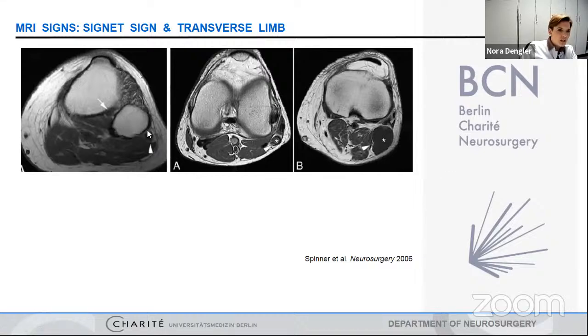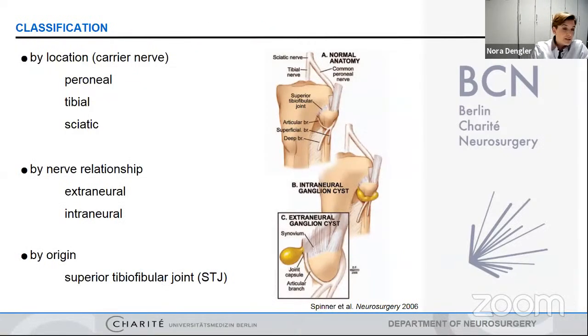So when you see here that the cyst pushes away the fascicles around, and you see the epineurium here, if this is an intraneural cyst, then this may look like a signet ring, and this is what is referred to as signet sign. So classification of ganglion cysts, especially close to the peroneal nerve, can be done by location.